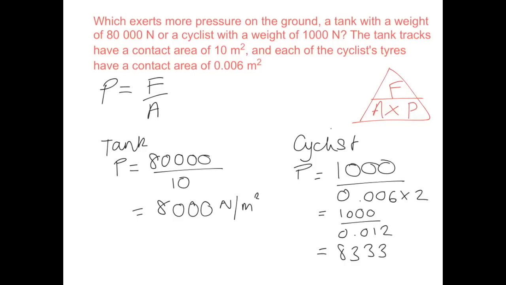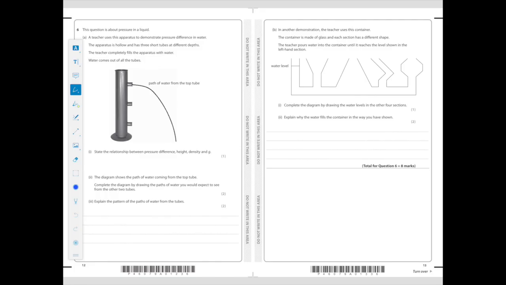And the answer here is 8,333 newtons per metre squared. So, as you can see, it's obvious that the cyclist exerts more pressure because their pressure is 8,333. So make sure you write that the cyclist is the answer. I'm going to show you some more density questions.